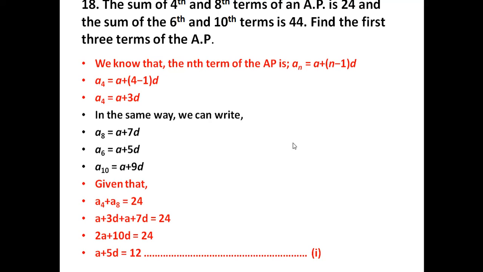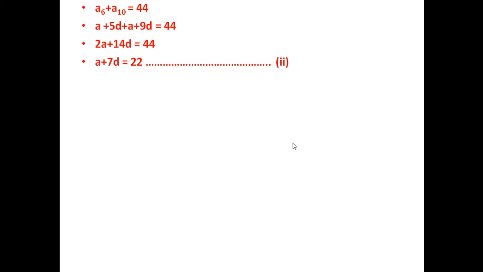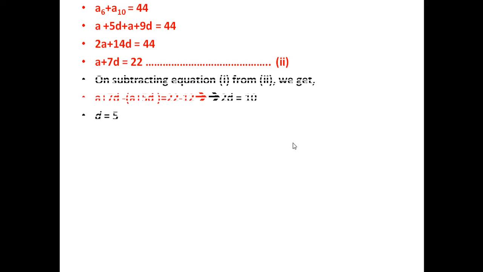One more we are having: 6th term plus 10th term equal to 44. In the same way, you have to substitute a6 and a10. After simplifying, you will get the second equation as a plus 7d equal to 22. These two you have to subtract and get the value of d and a.